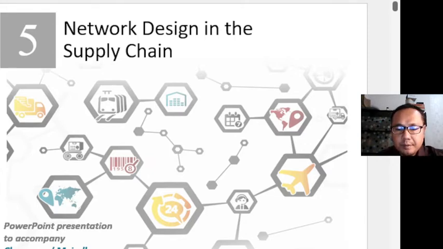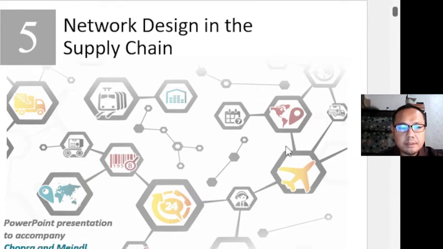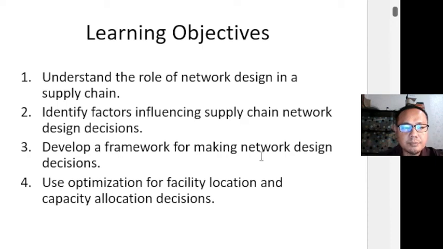Okay. From this slide, I think you can get some idea. We have to develop our network in the supply chain. For this purpose, you can see our learning objectives.